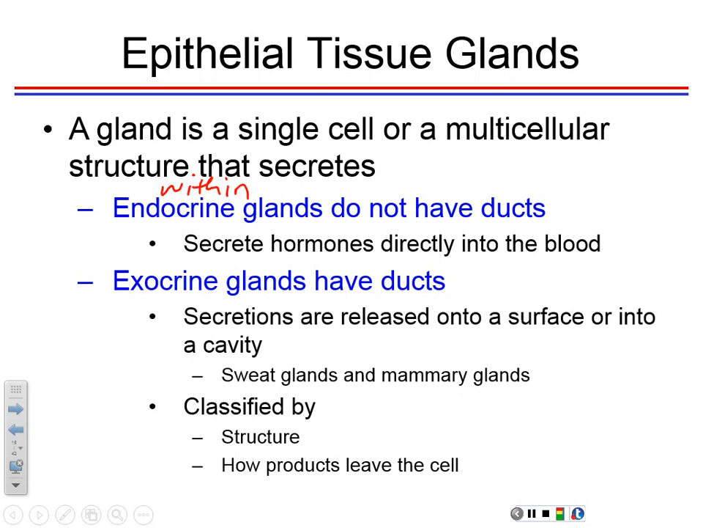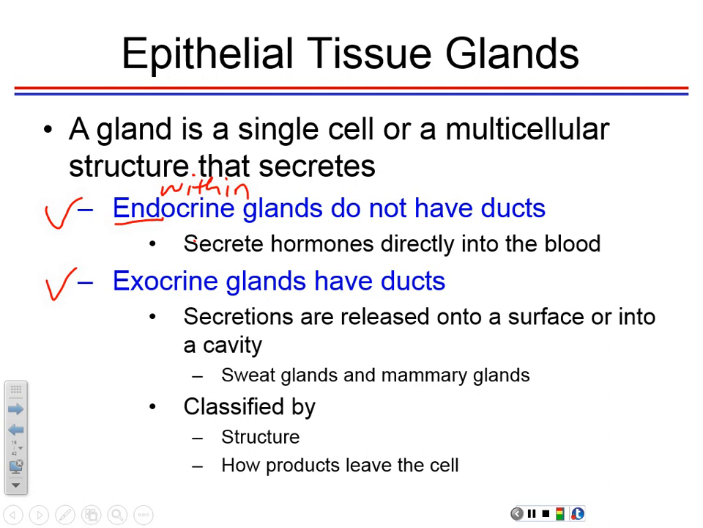And these ones don't have ducts because they secrete, and the secretions are distributed through the body in blood. They just secrete, and then it goes into blood, and the blood is what moves, so they secrete hormones directly into blood. So secrete within. Endo means inside, to secrete within. And then exocrine glands secrete substances to the outside.